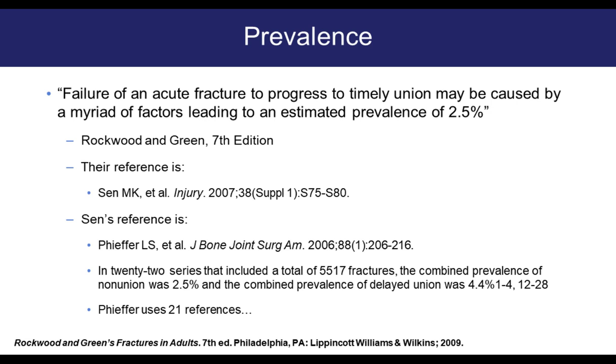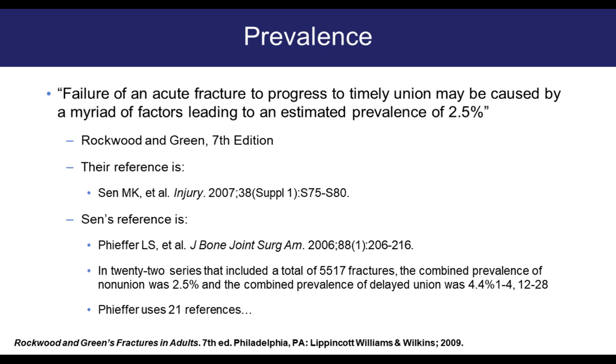So their reference to that, there's that same quotation at the top from Rockwood and Green, the 7th edition, and their reference is from Milan's paper in Injury in 2007. And Dr. Sen's reference goes back to Dr. Pfeiffer's paper in JBJS in 2006, so a fairly recent reference. What Pfeiffer and their group looked at was 22 series covering 5,000 fractures, which is a large number of fractures, and they found that the non-union rate was 2.5%. The combined prevalence of delayed union was 4.4%.